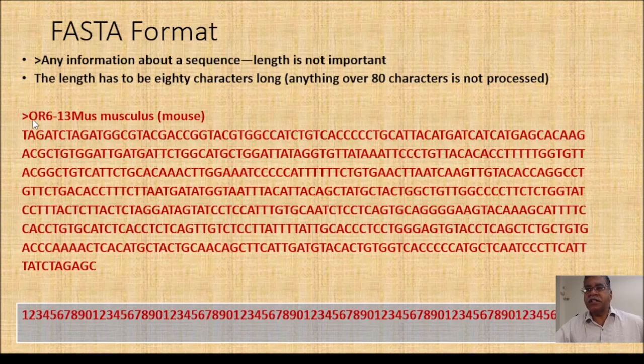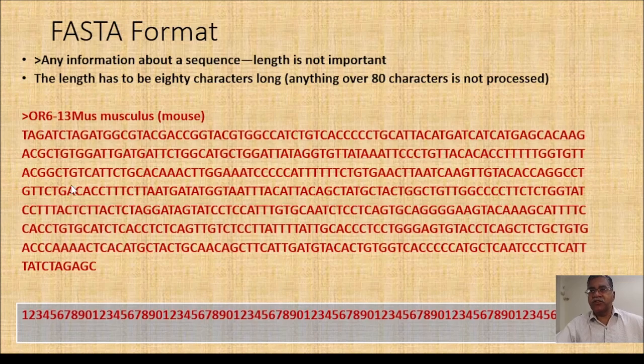So the first line begins with this caret, this greater than sign, and then that's just information about that particular sequence. What the software will do is anything that follows this greater than sign, it's just going to pick up and reproduce in the results. It's not going to process it. There are some software which are restricted to how long you can make this. Now, this particular length can be as long as you want. It doesn't really matter. It's not part of the processing.